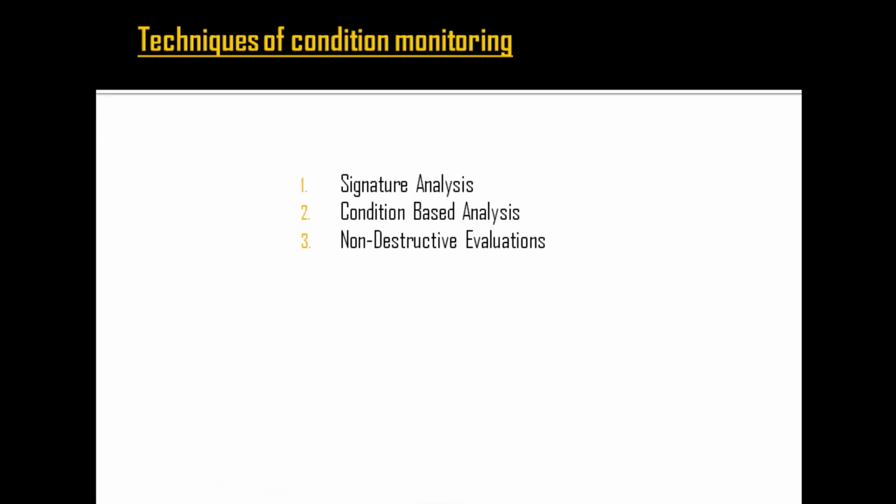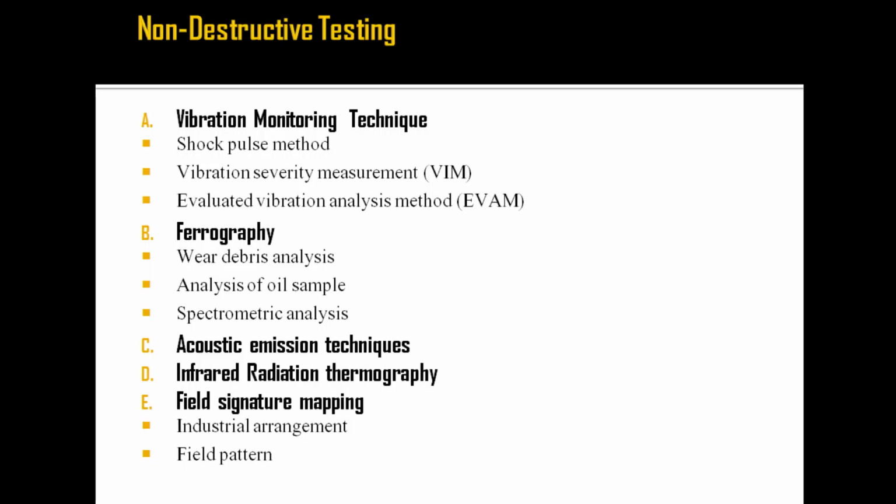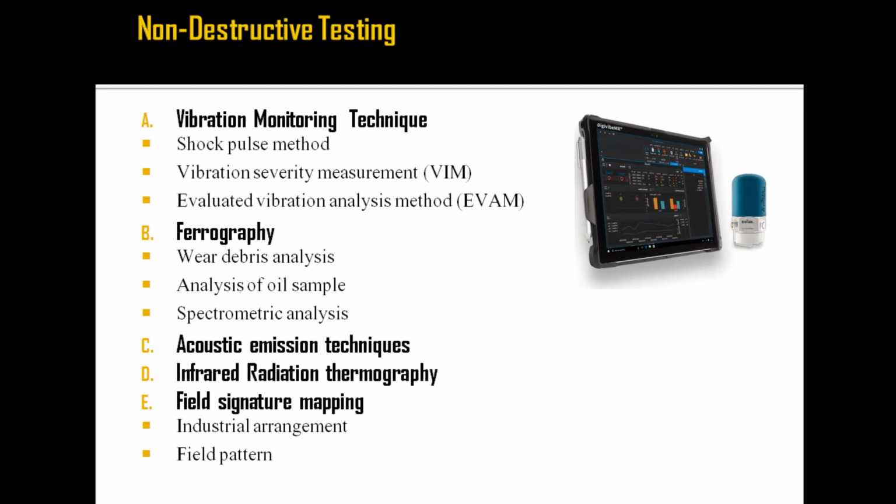Now, the techniques of condition monitoring. In this video, we are not going into a detailed explanation of it, but let's just remember its types and subtypes. Basically, it is of three major types, that is signature analysis, condition-based analysis, and non-destructive evaluation. Under non-destructive evaluation, we have five major techniques along with their own subcategories, that is vibration monitoring techniques, ferrography, acoustic emission techniques, infrared radiation thermography, and field signature.